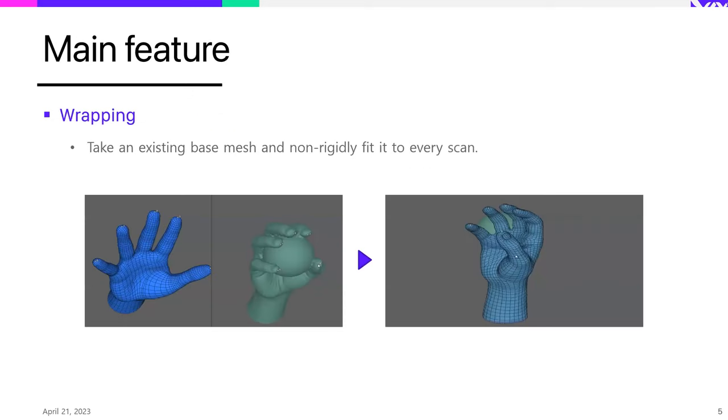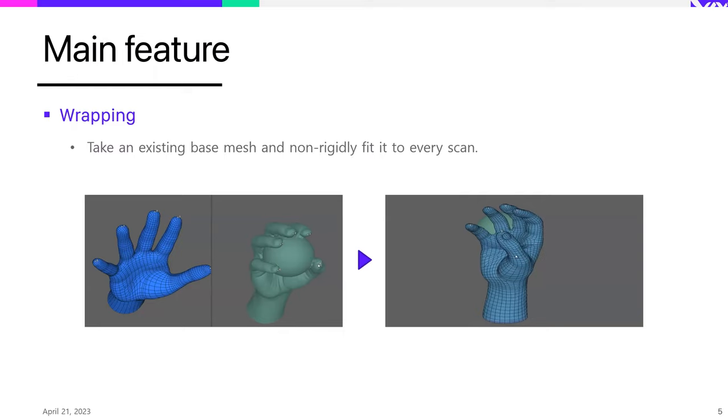So I'm going to explain about the features, but not about very complex features, only about basic features. The first one is the wrapping function. The wrapping function takes an existing base mesh and non-rigidly fits it to every scan.